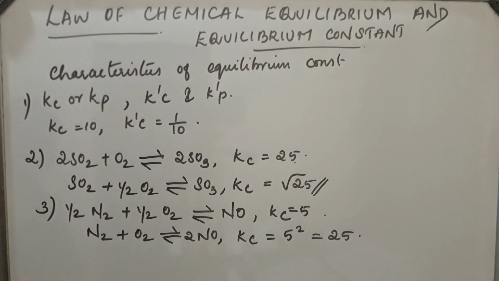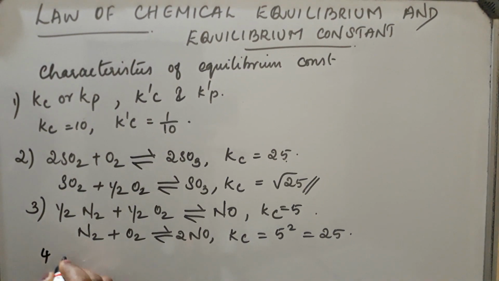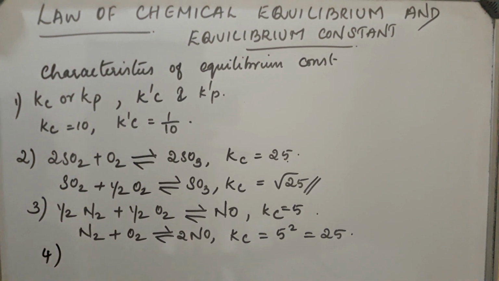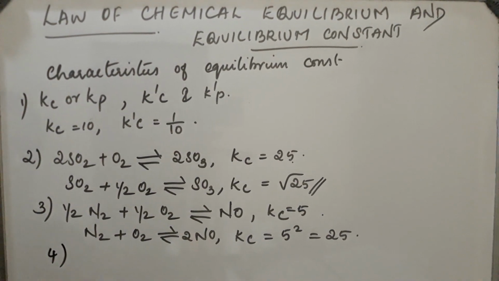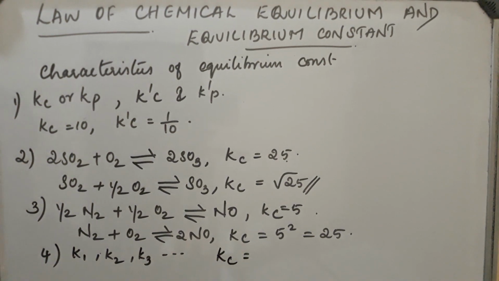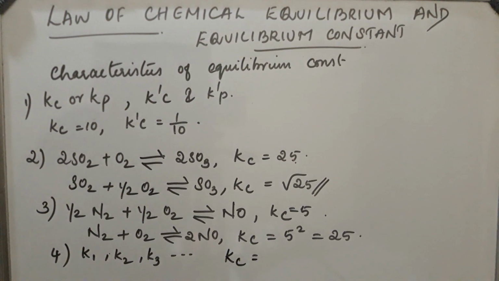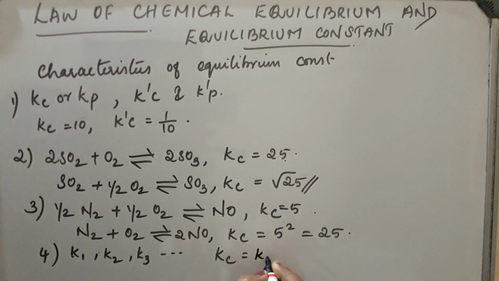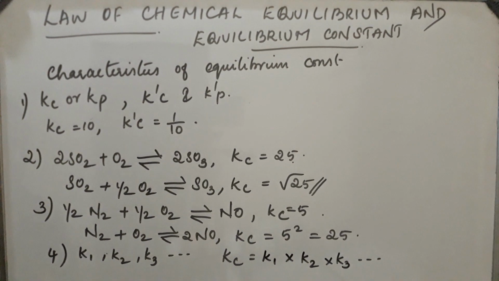Okay. Now, if we write an equation in more than one step, and the equilibrium constants for the different steps are K1, K2, K3, etc., what will be the equilibrium constant of the whole equation? If the equation is written in more than one step, the equilibrium constant of this equation Kc will be equal to K1 into K2 into K3, like this.